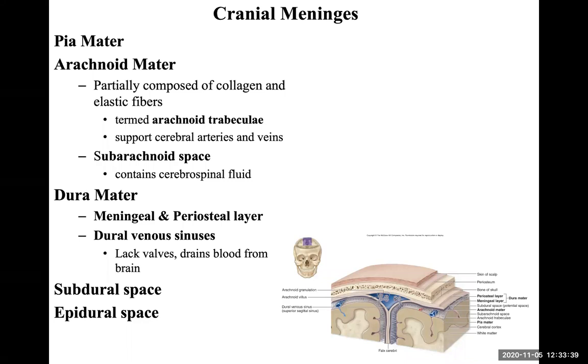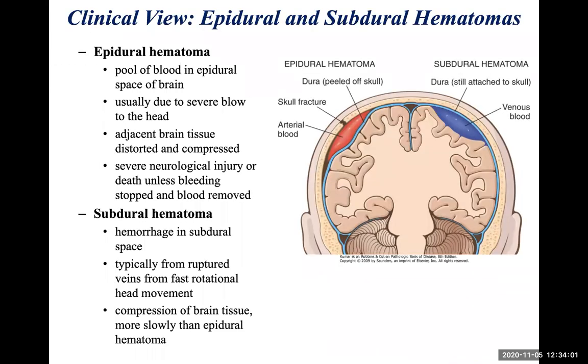You'll notice that there is no epi- or sub-pia space, and that's just because that layer is so thin and delicate that fluid doesn't have an opportunity to accumulate in the spaces either above or below it, because at that point the tissue would just be destroyed. So that nicely brings us to this slide, which has to do with the clinical relevance of those various spaces. Here are subdural and epidural hematomas.